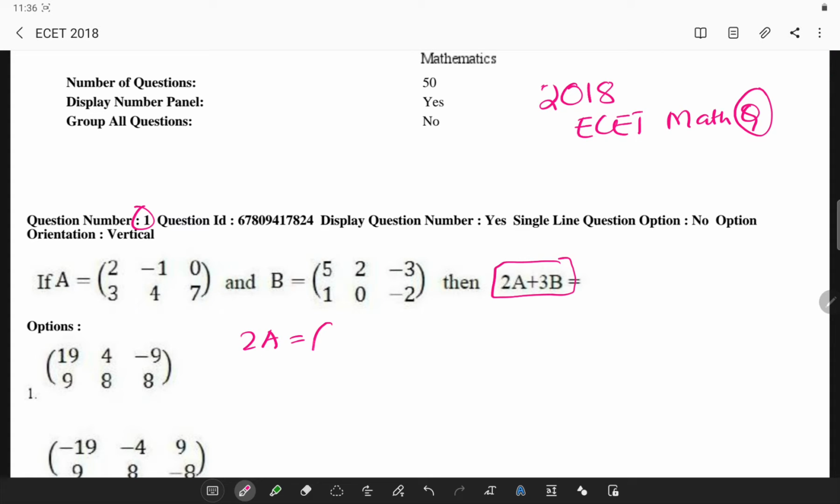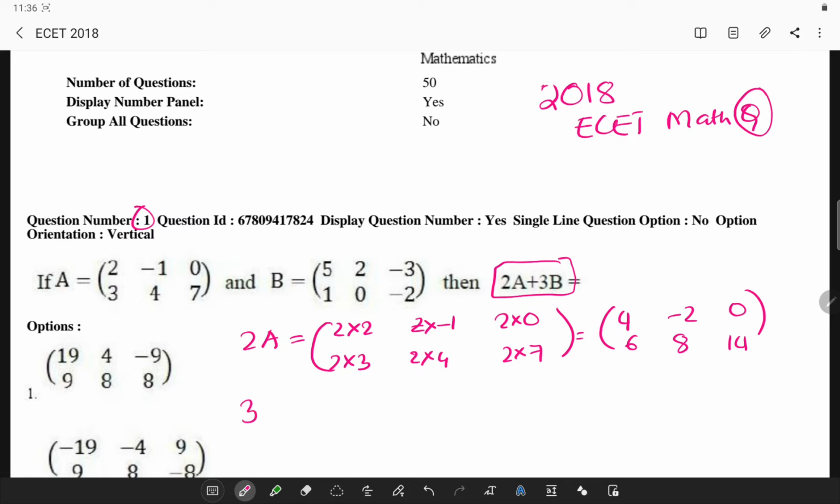So 2a is 2 into 2, 2 into minus 1, 2 into 0, 2 into 3, 2 into 4, 2 into 7. So I'll be having 2a as 4, minus 2, 0, 6, 8, 14. Similarly, I'll have 3b as 3 5s are 15, 3 2s are 6, 3 3s are minus 9, 3 1s are 3, 3 0s are 0, 3 2s are minus 6.